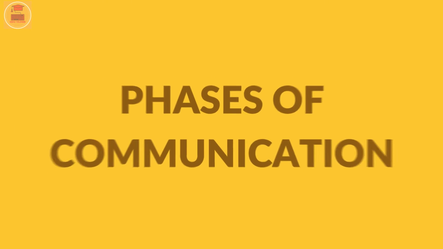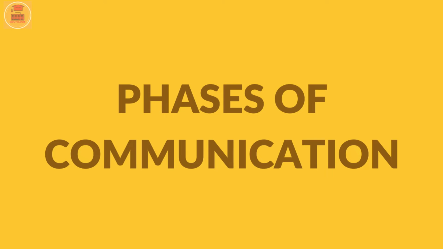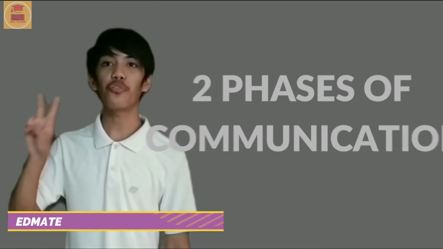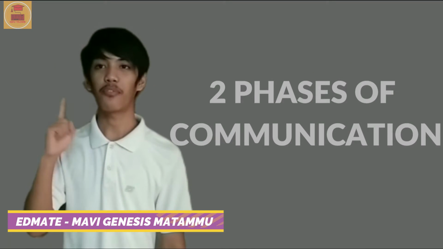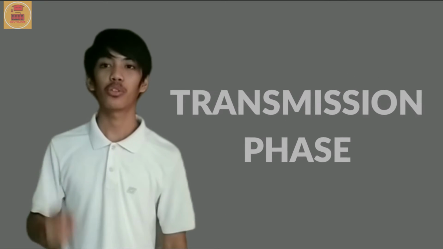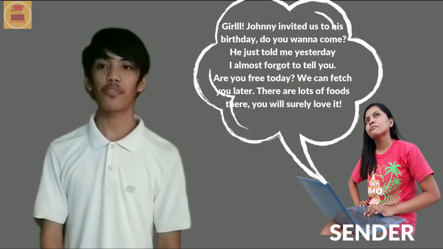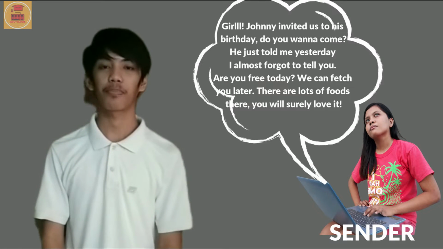Now let's proceed to our next topic, which is the phases of communication. There are 2 phases of communication process. The first phase is the transmission phase. To begin the transmission phase, the sender decides on the message, which is the information the sender wants to communicate.